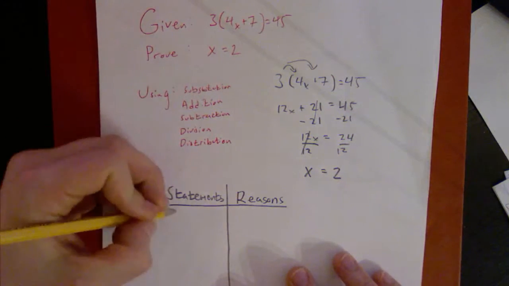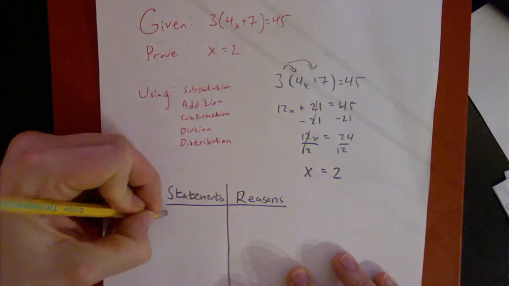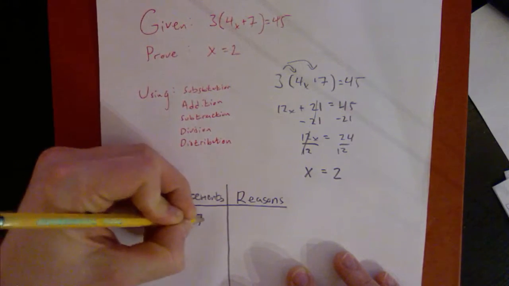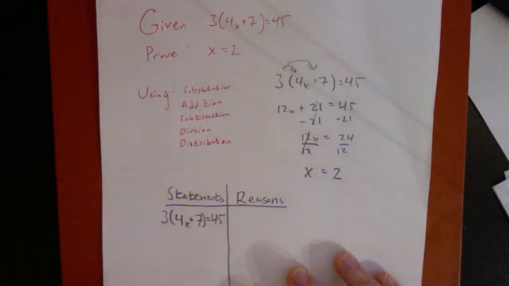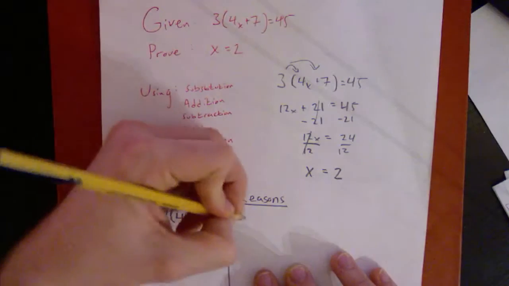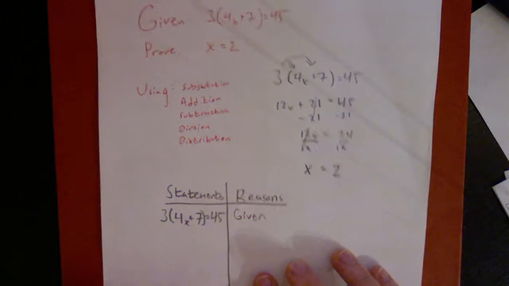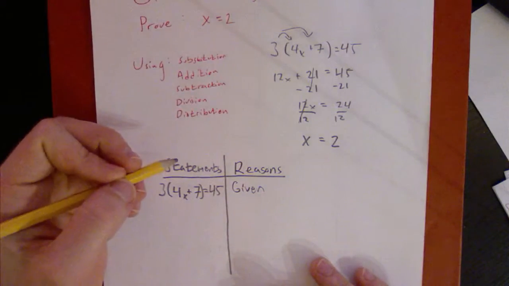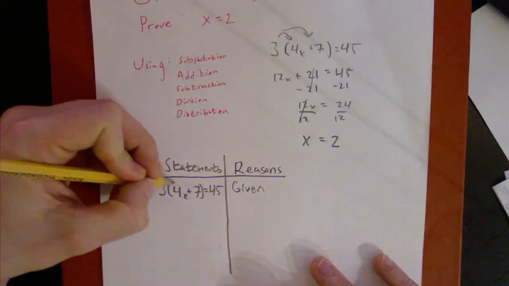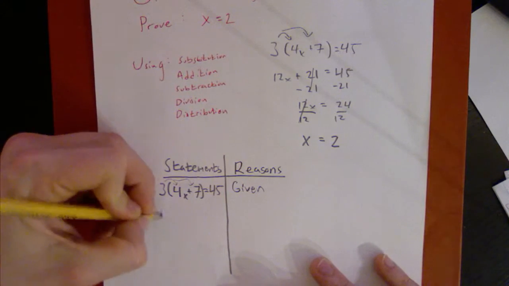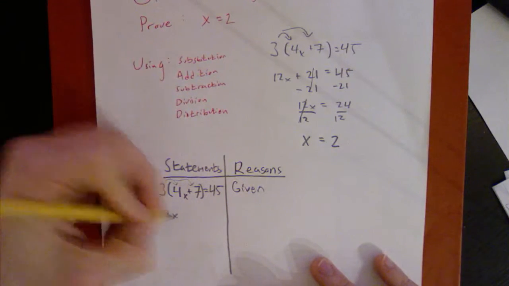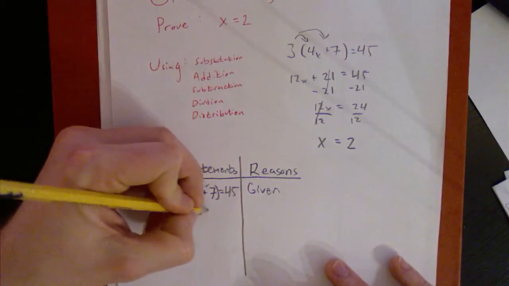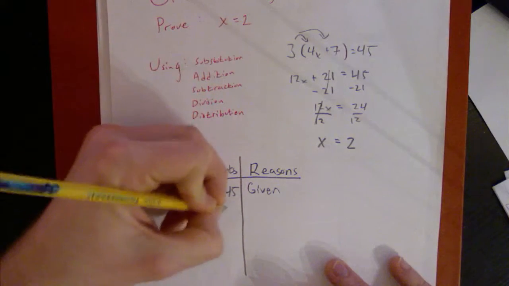Let's take a look at an example as to how it's going to work out. So, first, you always start out with what you're given. So I'm going to write out just exactly what I was given. 3 times 4x plus 7 equals 45. The reason I wrote that down there is because it was given to me. All right, next. Well, what was the first thing that I did? I distributed that 3. So I'm going to then just distribute the 3 there. 3 times 4x is 12x. The next one is 3 times 7, plus 21 equals 45.